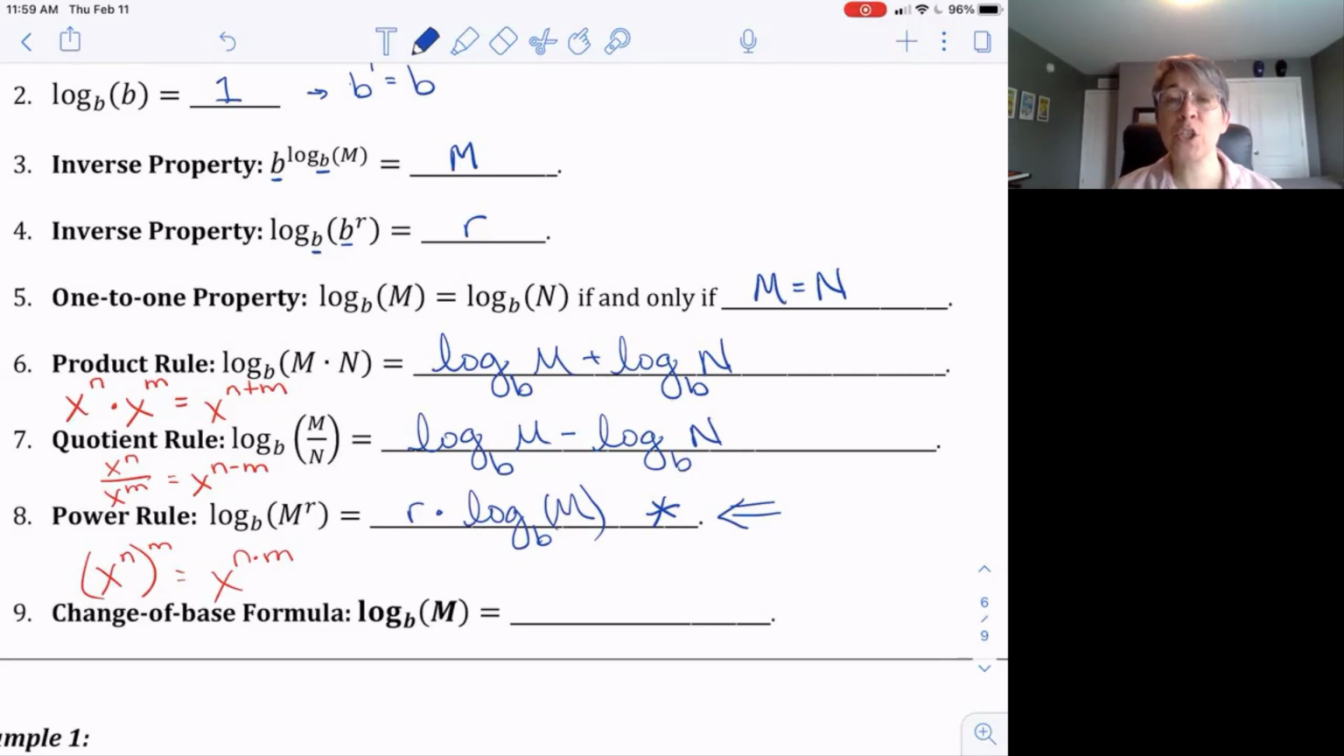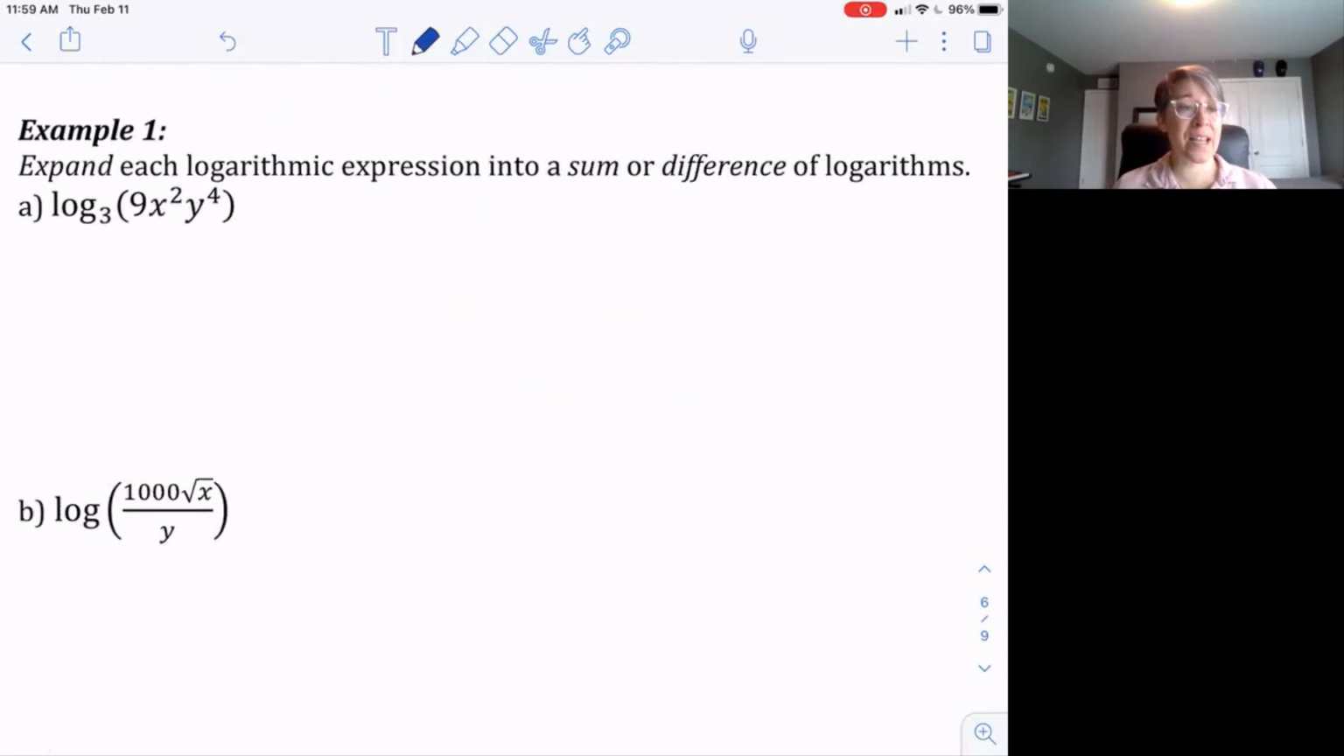Last but not least, we have a change of base formula, log base b of m. And I realize some of your calculators now actually do different bases other than just common log and natural log. But the change of base formula you can do on any scientific calculator. It is the common log of your argument divided by the common log of your base. We can also use natural logarithm. It gives us the same ratio. So let's do a couple of examples.